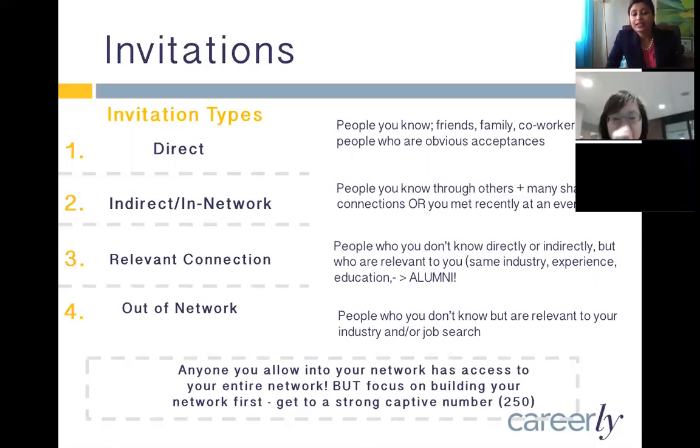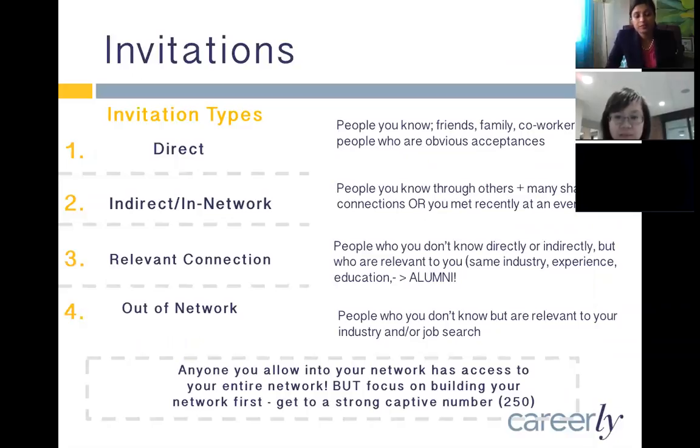Then relevant connections are people you don't know, but who are extremely relevant to you because of industry experience or education. Alumni are a perfect example. I'll go through in the next slide how you contact alumni and what you say. That piece is important because they are strangers, but they're important to your search because they're doing what you're doing, and alumni are a very good example of this.